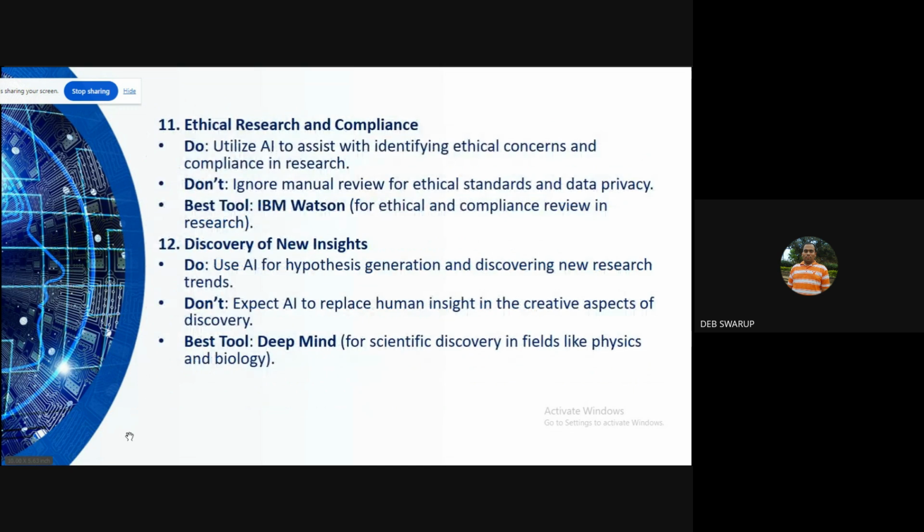Then next. If you are going for any kind of ethical research or compliance, IBM Watson Studio is the best because it gives the best ethical standards and data privacy. No data will be leaked anywhere. So you can definitely use it. Now, DeepMind in fields like physics or biology is very good for hypothesis generation and testing. So that again is a very good tool.